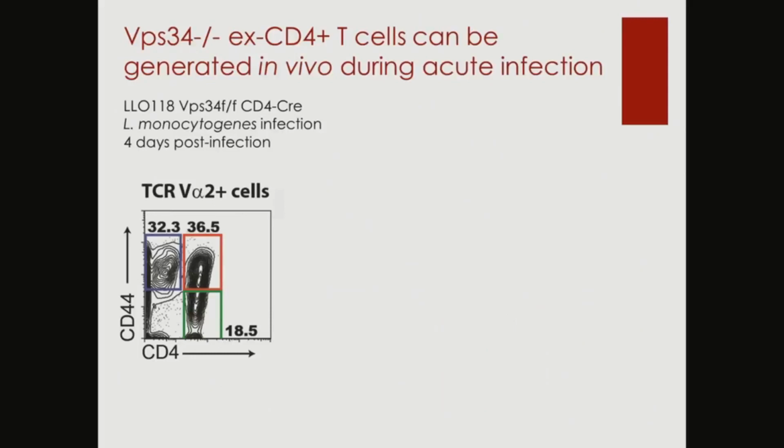We then sought to determine whether lineage conversion to xCD4 T cells could be induced in vivo. We began by inducing a robust antigen-specific T cell response against acute Listeria monocytogenes infection in wild-type and VPS34 flox CD4 Cre mice. These mice express the LLO118 T cell receptor transgene, which recognizes the major listeriolysin epitope of Listeria, presented in the context of MHC class II. We found that Listeria-infected LLO118 VPS34 CD4 Cre mice generated a substantial population of CD44 high, CD4 negative effector T cells, similar to what we had observed in vitro.